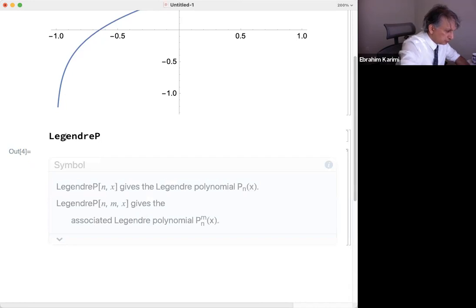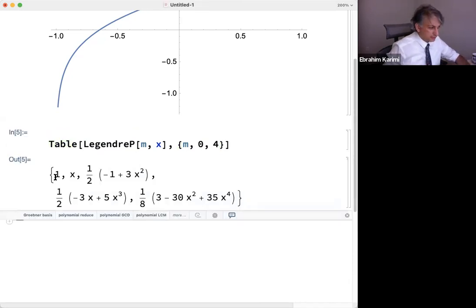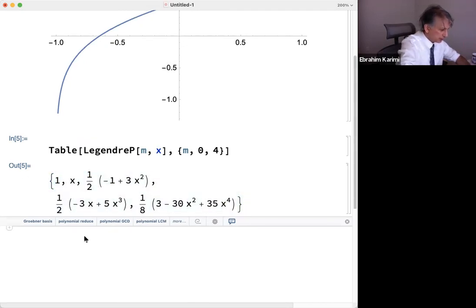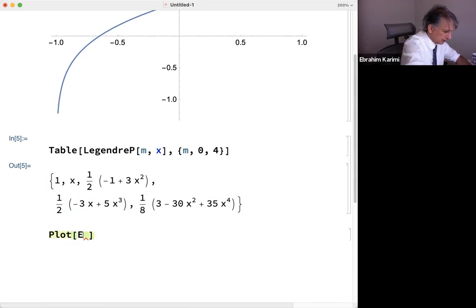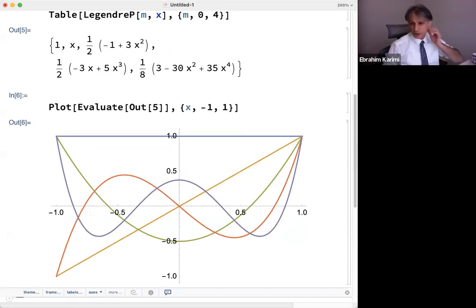Let's go with the Legendre just to double check what we are doing. Legendre of m and x, table, m changing from 0 to 4. Those are the Legendre polynomials that we know very well: 1, x, 3x squared minus 1, and so on. That's what we are expecting. We can even plot them, evaluating the output, over the interval of x from -1 to 1.